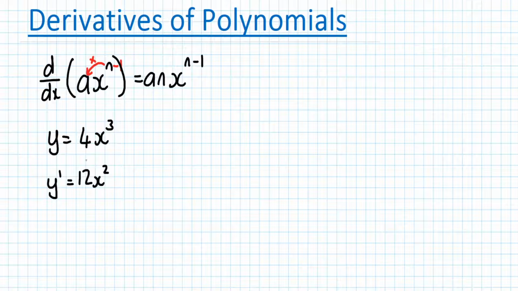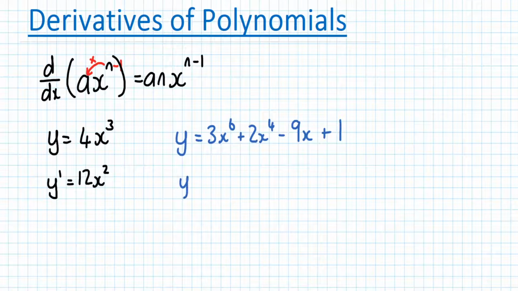What if we have a number of polynomial terms within the same function? So assume that we have y equals 3x to the 6 plus 2x to the 4, take away 9x plus 1. So here we've got 4 terms, all polynomials. We apply the same rules to find the derivative to each of these terms separately.